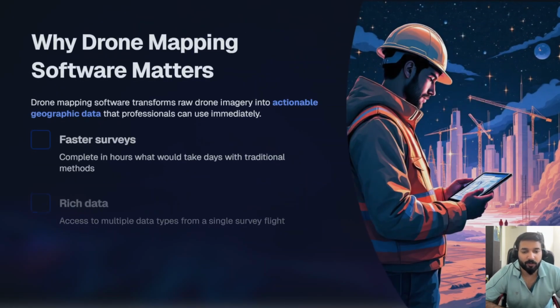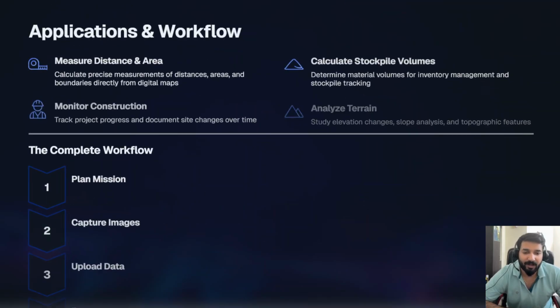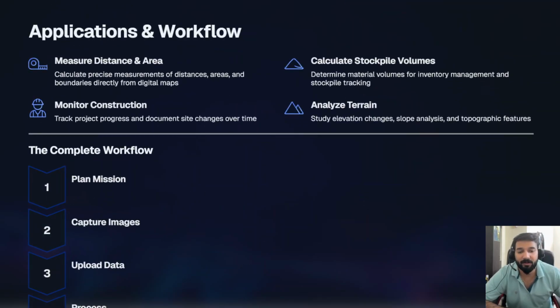Why drone mapping software is important? Drone mapping software is what transforms raw drone imagery into actionable geographic data. Instead of manually measuring the land, professionals can use these digital models to measure distance and area, calculate stockpile volumes, monitor construction progress, analyze terrain and elevation changes. This makes surveying projects faster, more efficient, and more data rich compared to traditional methods.